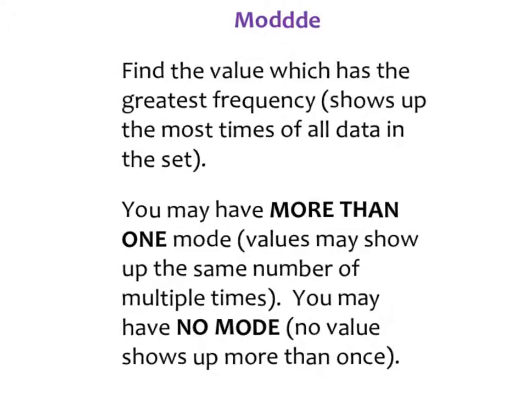I've written the word mode at the top of the screen in a way to help remind you what mode means. Mode. Which thing shows up the most? Look at the letter D in the word mode. In this case, the way I've written it, the D has shown up the most.